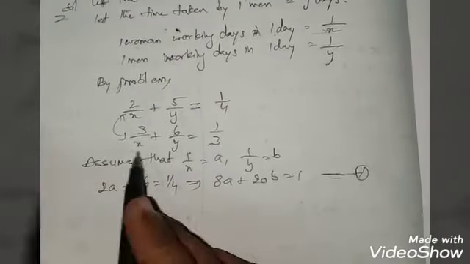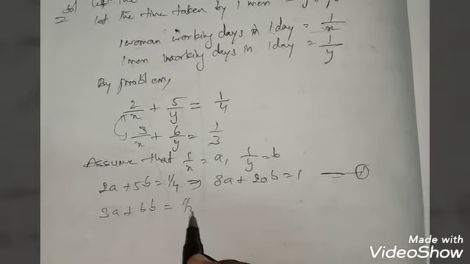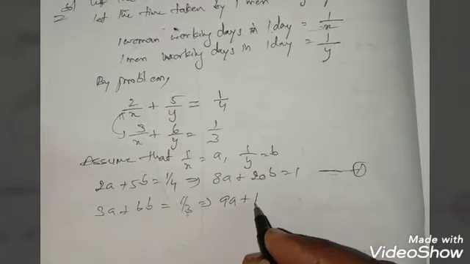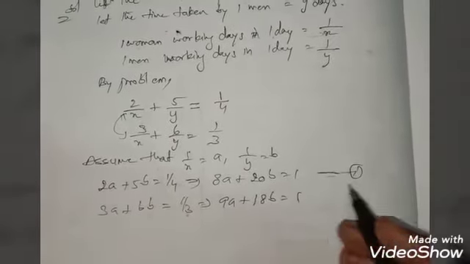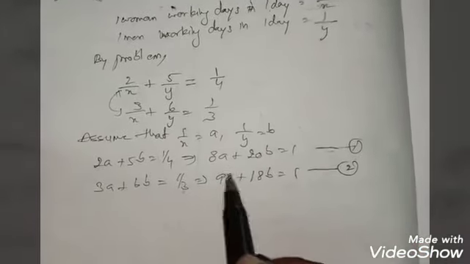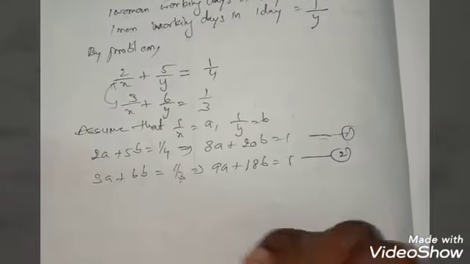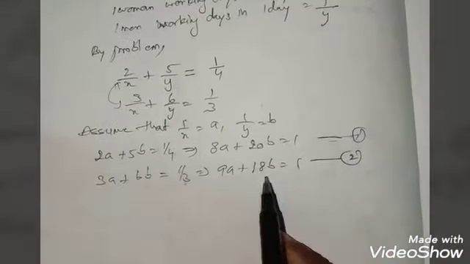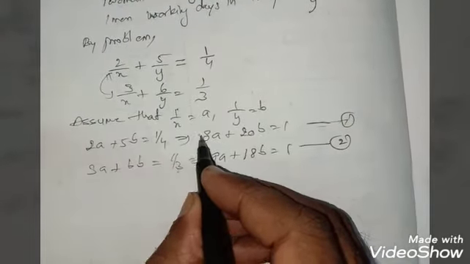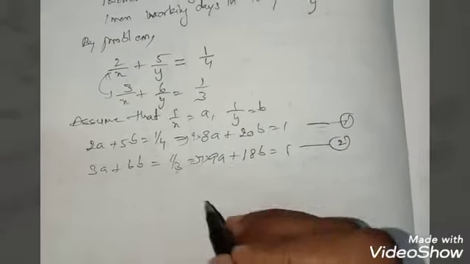Next, take the second one, you will get 3a plus 6b is equal to 1 by 3. Now cross multiply, you will get 9a plus 18b is equal to 1. This is your second equation, right? Now after that, what we have to do so that we will get the same values? Now how to get the same values? Multiply the first equation by 9 and the second by 8 so that the coefficient of a will be equal.